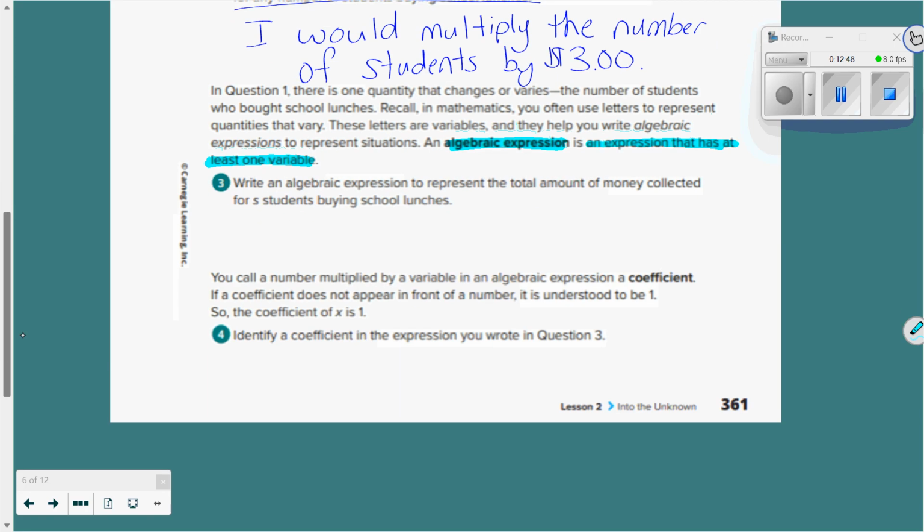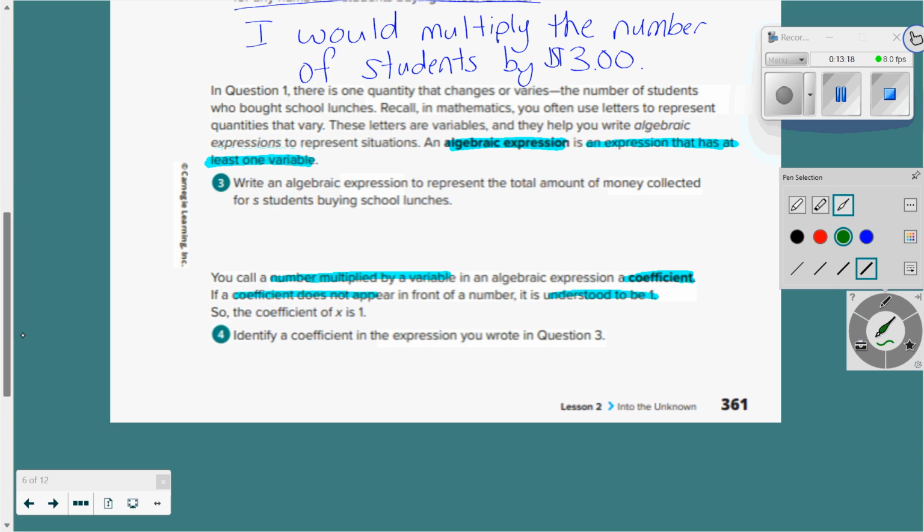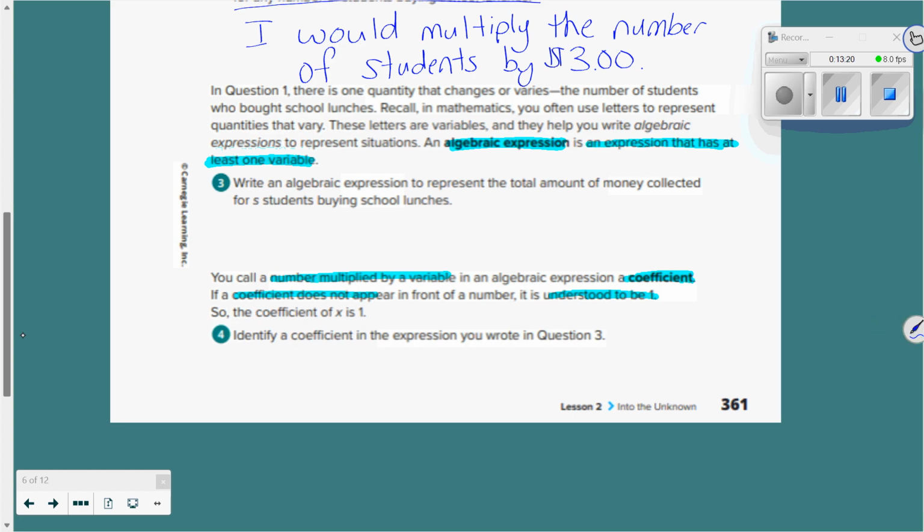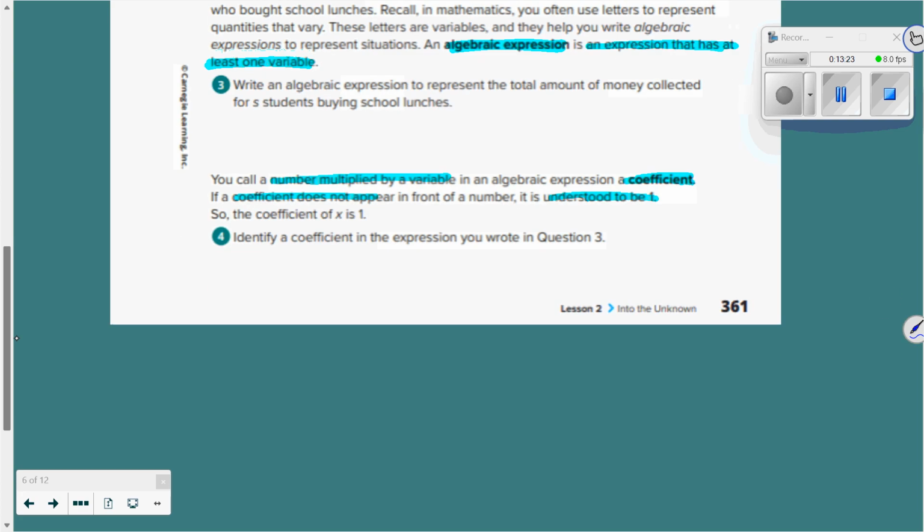In an algebraic expression, if it is a multiplication, a number multiplied by a variable, then it's going to have a coefficient. If a coefficient does not appear in front of the variable, it's understood to be 1. So if I just have a variable listed, technically there's a coefficient there. It's just that the coefficient is 1, and we don't write it because 1 times any number is that number. So it's kind of like mathematical shorthand. But anytime I have a variable, it actually does have a number in front of it.